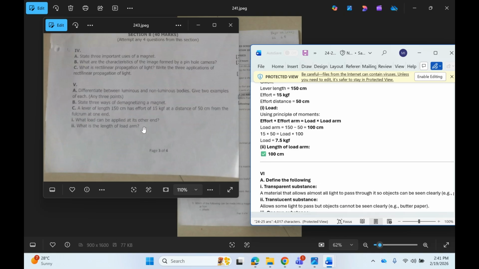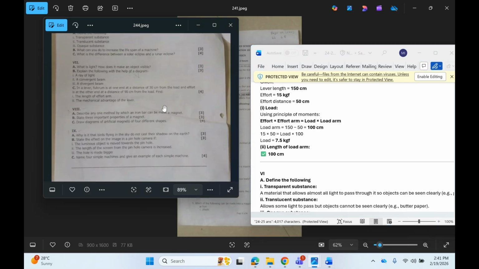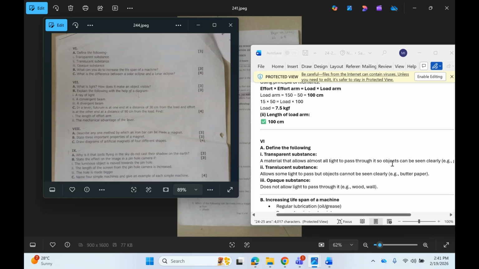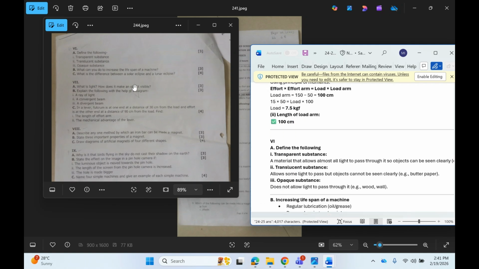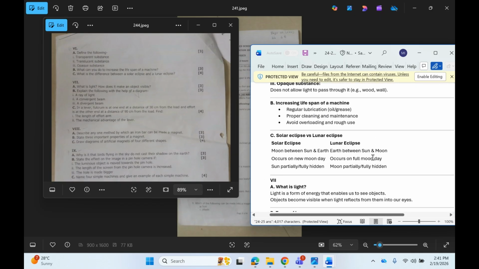Okay. What load can be applied at the other end? So these are the two questions. Next one, we go to the next page. Define the following. Transparent substances are those that allow light to pass through them, so that objects can be clearly seen. Example, glass. Translucent substances allow some light to pass through them. Example, butter paper. Opaque objects do not allow light to pass through them. Example, wood, chair, table, wall. These are all things.